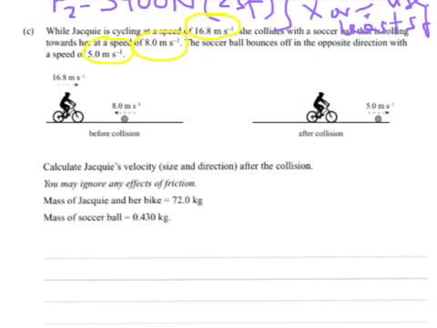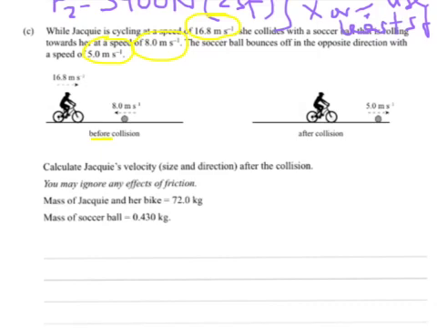We've got the ball moving to the left at 8 metres per second, and this is the initial before condition, and Jackie at 16.8 metres per second to the right. After the collision, the ball's going to the right at 5 metres per second. I guess we're going to be trying to find the velocity of the cyclist. There it is: calculate Jackie's velocity, the magnitude and direction after the collision. You may ignore any effects of friction.